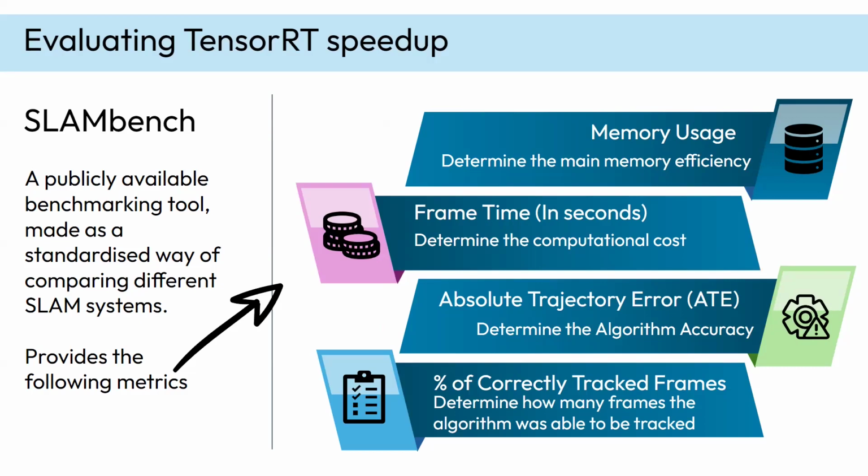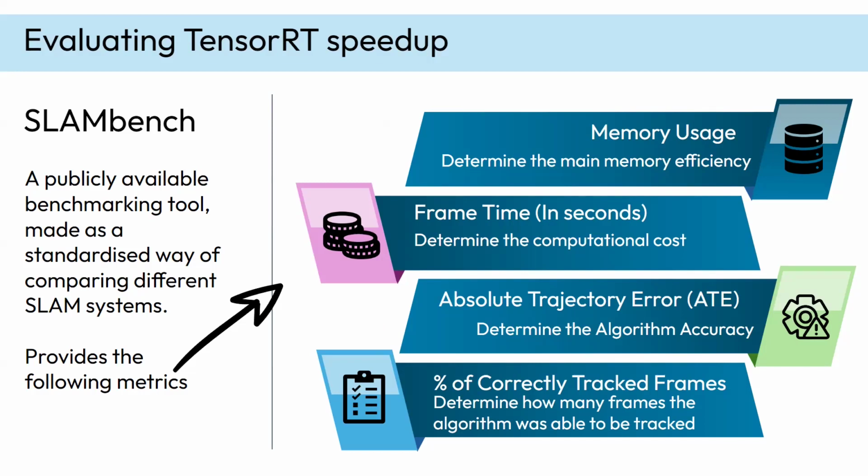Third, algorithm accuracy. Accuracy is evaluated mainly using the absolute trajectory error, or ATE. Two trajectories, one from the ground truth and the other from the estimated trajectory of a camera, produced by a SLAM implementation, are aligned together. The ATE is then calculated using the absolute differences between the two. This measures how well it matches the ground truth trajectory.